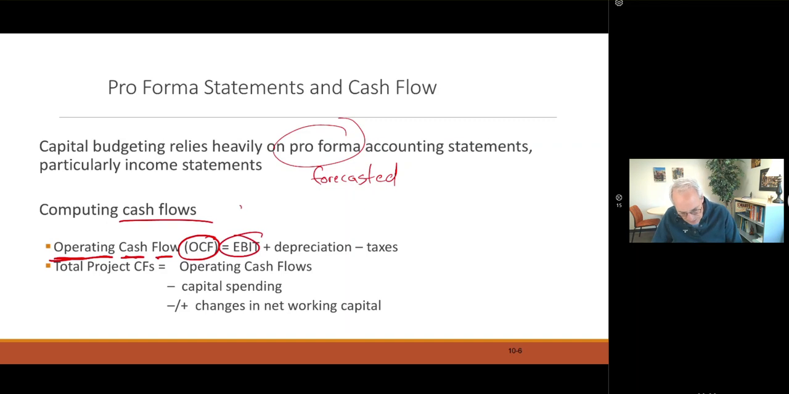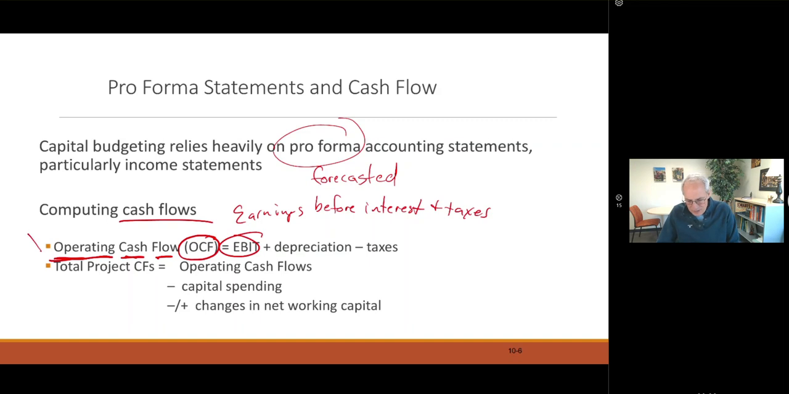EBIT, in case you don't remember, that's earnings before interest and taxes. So how much money we have before we pay any interest, before we pay any taxes.